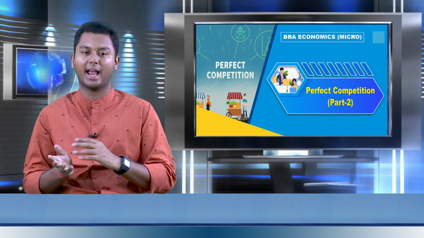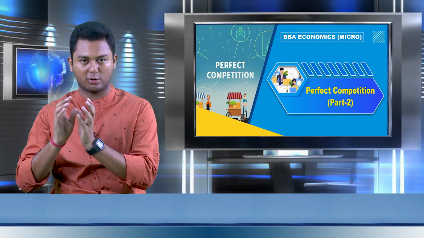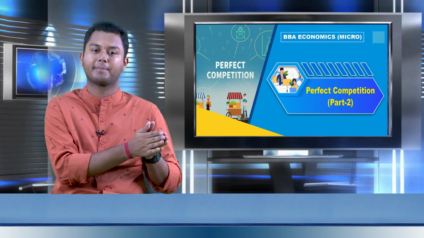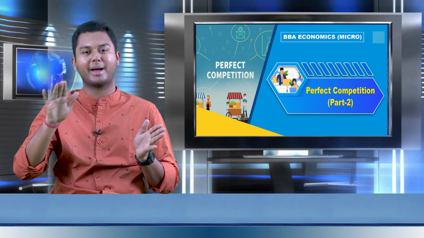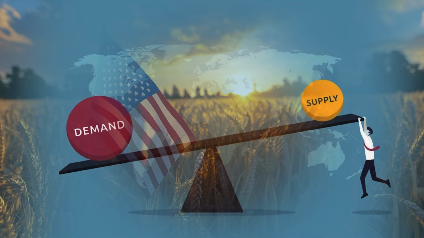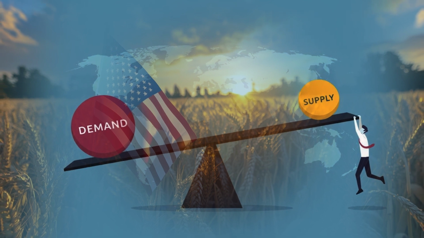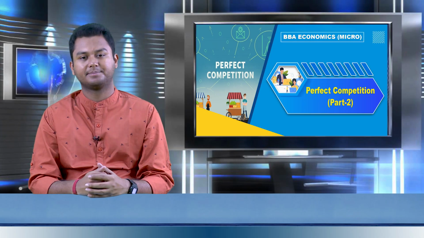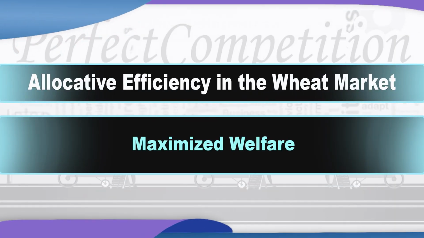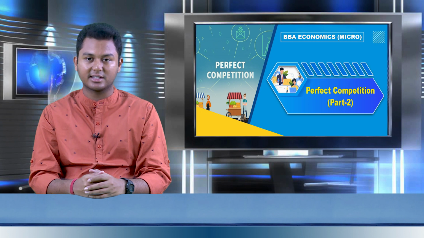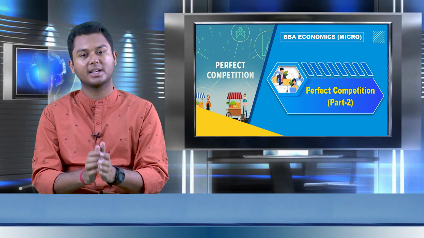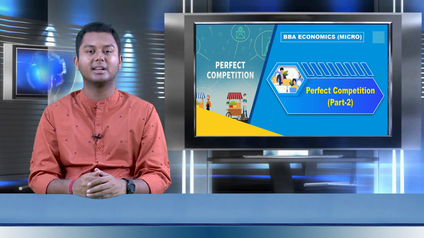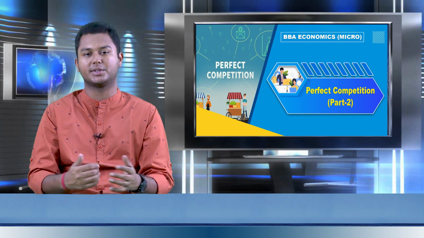Farmers, by producing at the price equals marginal cost point, ensure that wheat is produced up to the point where the value to consumers matches the cost of production, that is, demand and supply literally match one another and they dictate the price. So what is the outcome? There is maximized welfare. Allocative efficiency is achieved as wheat is produced in quantities that match consumer demand, thus maximizing the welfare of both consumers and producers.